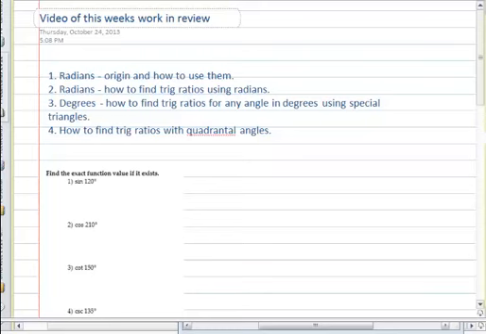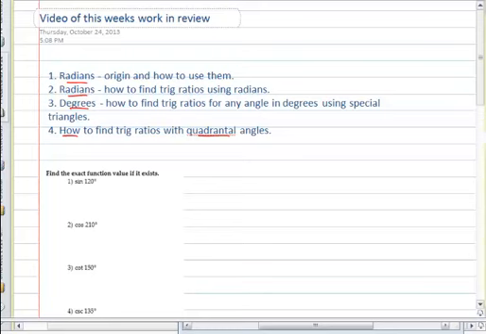We're going to talk about radians or origin and how to use them. We're going to talk about also radians, how to find trig ratios using them, using our special trick that we did this week. And also we have degrees, how to find trig ratios for any angle using degrees and special triangles, and how to find trig ratios for quadrantal angles. So we're going to go through that rather quick.